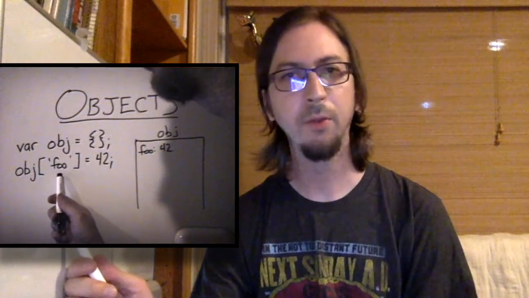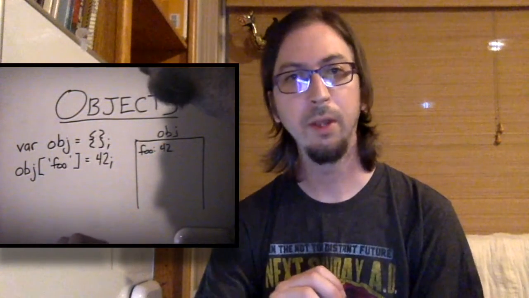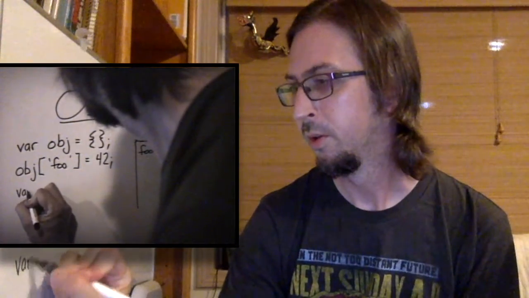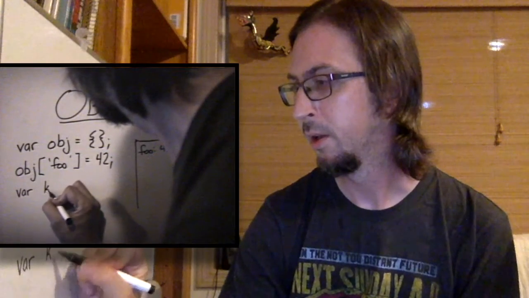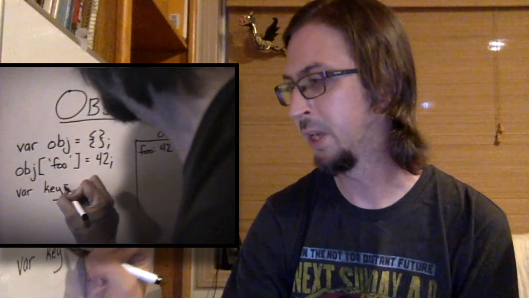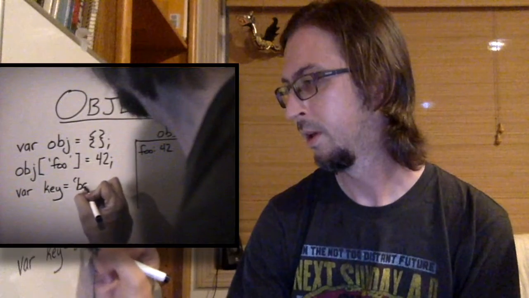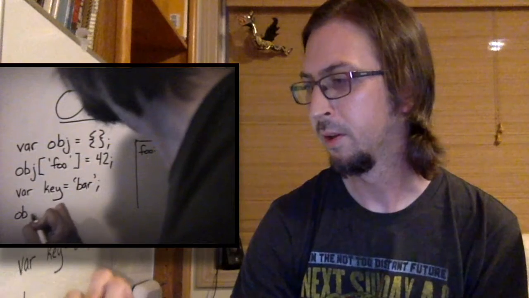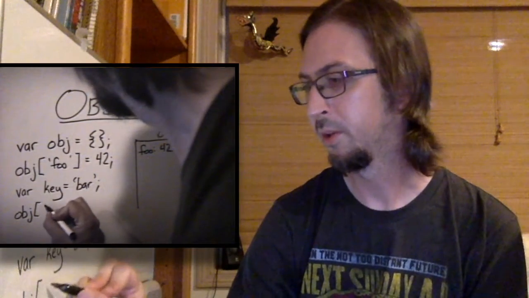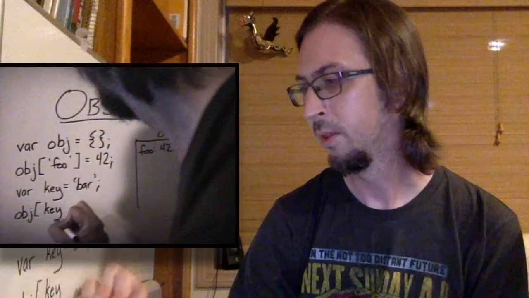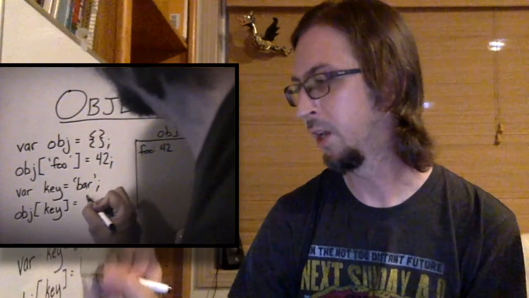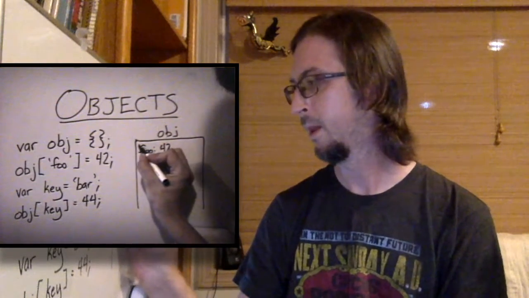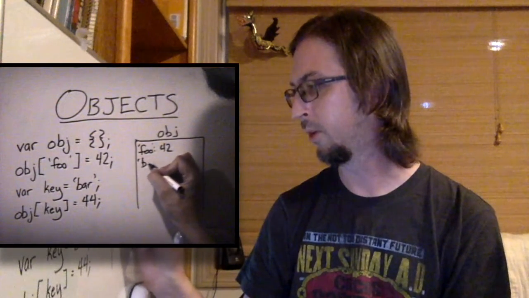Now here, I've used a string constant, but just like with indexes in arrays, I can also use a variable. So I'll create a string variable called key, assign it some value, and now I can use that variable to specify which key I want to set the value for. I should write quotes around here because these are strings.